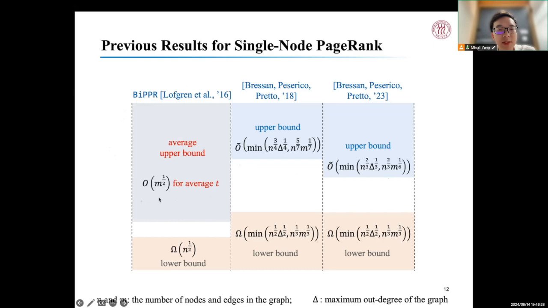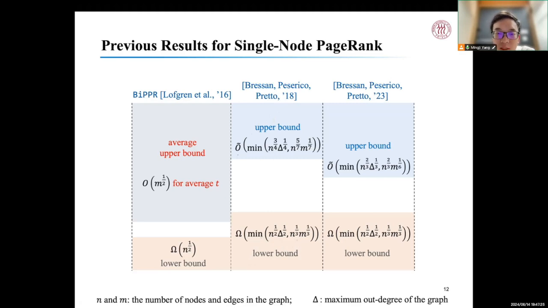Note that although this average case upper bound is fairly small, it cannot hold in the worst case, as indicated by the lower bounds known afterwards. For the worst case upper bound, the first fully sublinear one was given by Bressan, Peserico, and Pretto in FOCS 2018, where they gave complicated algorithms and analysis to give an upper bound of soft O, the minimum of n to the 3/4, delta to the 1/4, and n to the 5/7, m to the 1/7. Here, the notation n denotes the number of nodes in the graph, and the delta denotes the maximum out degree of the graph. They also gave a lower bound for this problem of this one, where the exponents over n are 1/2 and 1/3 respectively.